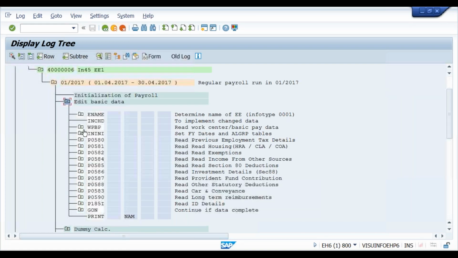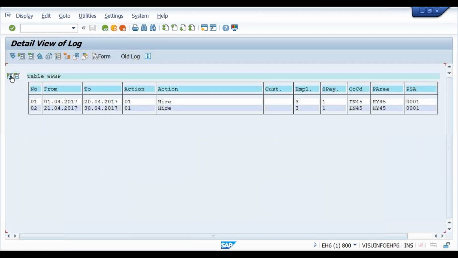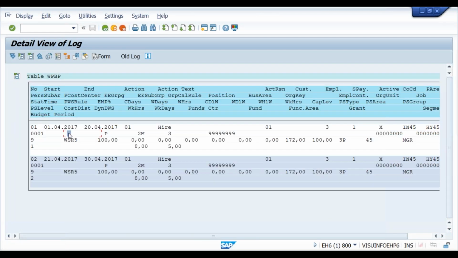The change may be a cost center change here. Here there can be a different cost center. So the cost of this period should be debited to this cost center.